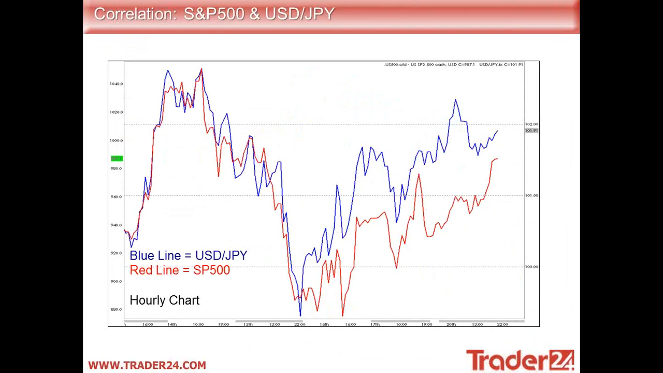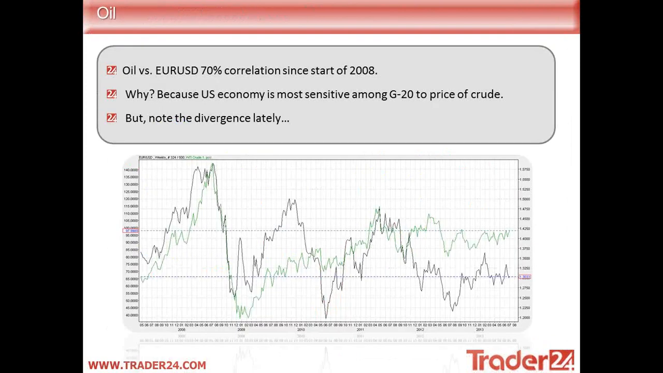Okay, and I've just taken it one step further here. I've now broken it down to an hourly chart, the blue line being the dollar yen, the red line being the S&P 500, and you can see that there's fairly strong correlation here. So we can take advantage of these sorts of things. Not always as gospel, but surely if something is tending to affect the S&P 500, well, then we could possibly look at a potential trade on the dollar yen there as well.